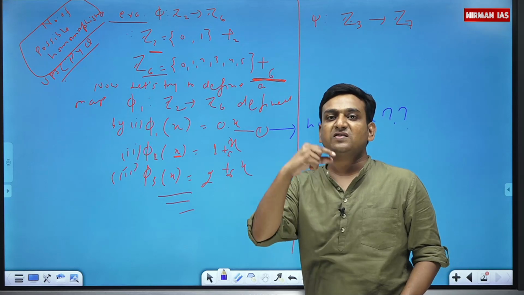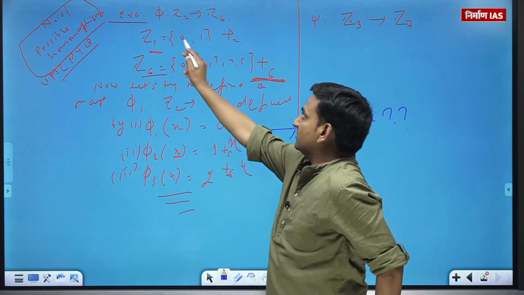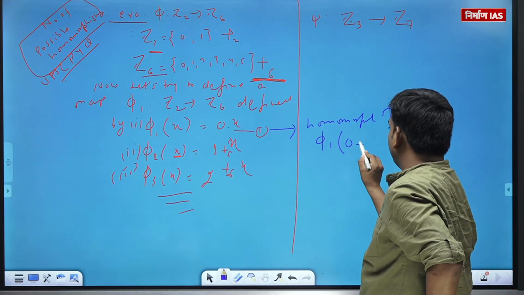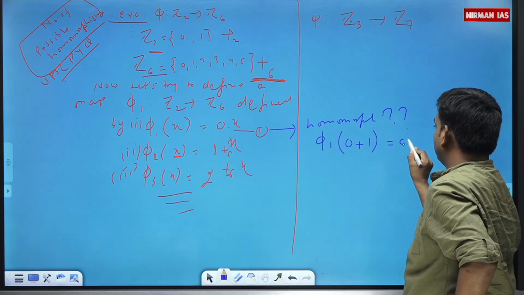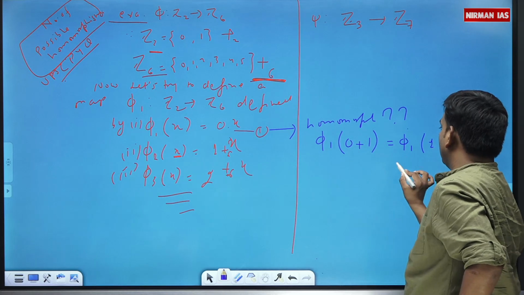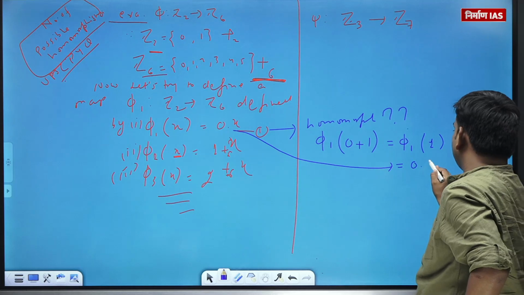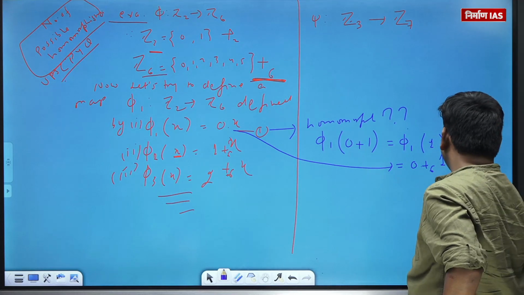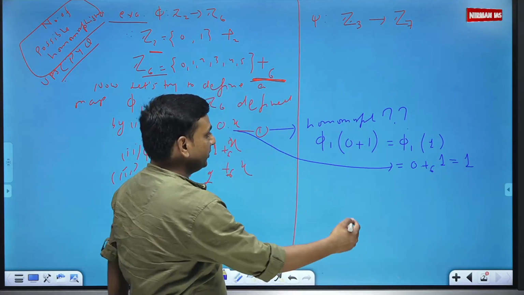homomorphism or not. So for this to be a homomorphism, what do I need to show? It must be operation preserving. So let's take some elements of this, for example x plus y. For example, I have taken 0 here and 1 here. So phi 1 of 0 plus 1 is phi 1 of 1, and by the formula that will be 0 addition modulo 6 plus 1. It will be nothing but 1 only. Is that clear?